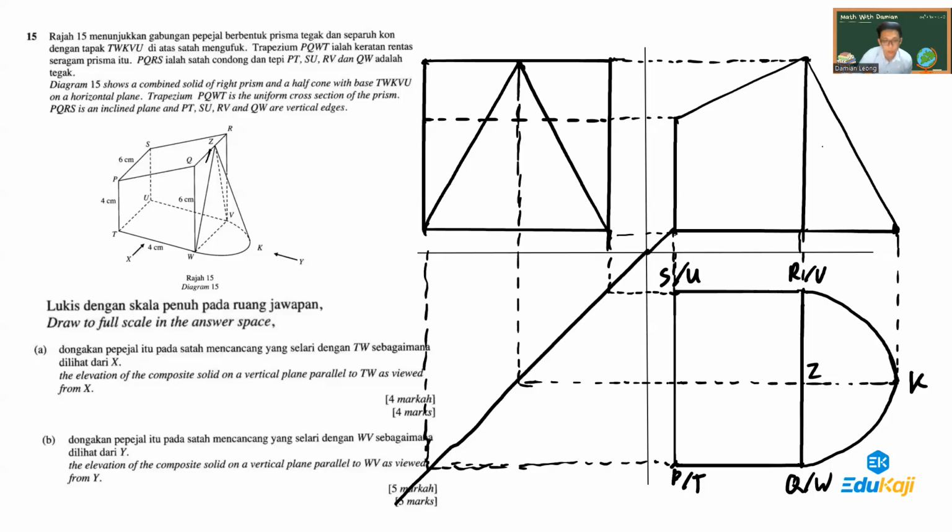So yeah, you have to make sure your measurements are all correct. Here 4 cm. Then all the way here 6 cm. Here 4 cm. Here 3 cm. 4 cm. Okay. Don't need to label all the measurements. You just need to measure it correctly.